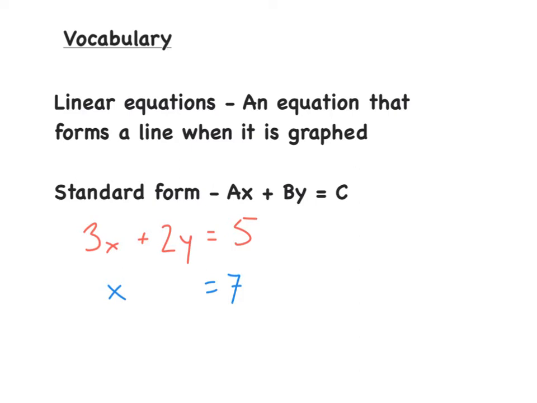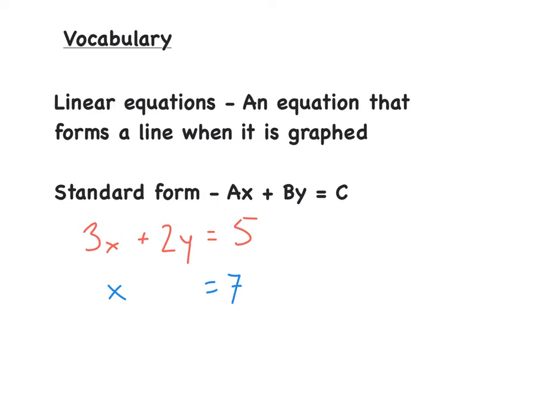A linear equation is an equation that forms a line when it is graphed. Linear equations are often written in the form of ax plus by is equal to c. This form is called the standard form. In this equation, the c is the constant. This is just a number that is not attached to the x or the y. Both a and b are variable terms.